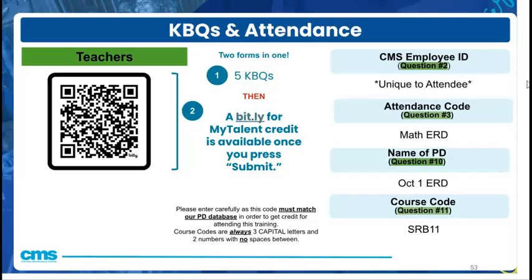Now it's time for you to complete your knowledge-based questions and take attendance. Teachers and master teachers, you have 2 survey forms in one. You have a QR code for the grade level content and a bit.ly link to the district attendance form. Teachers and master teachers, the first thing you should do is answer the 5 knowledge-based questions, then press submit. The bit.ly will automatically pop up, which will lead you to the district form that includes directions for next steps. Guidance on how to complete the form is on the right side of the screen.